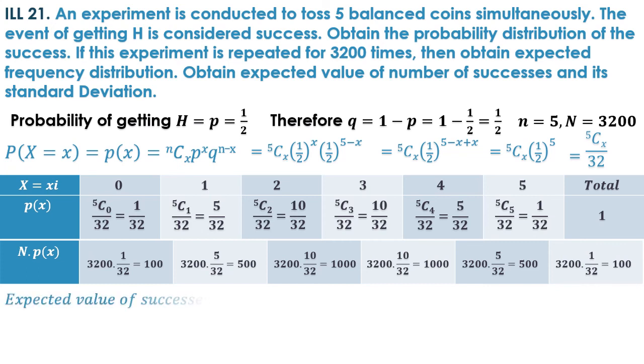Now I have to calculate the expected value of success. That means np. The expected value of success is np, which is n into p. n is 5, p is 1 upon 2. 5 upon 2 is 2.5.